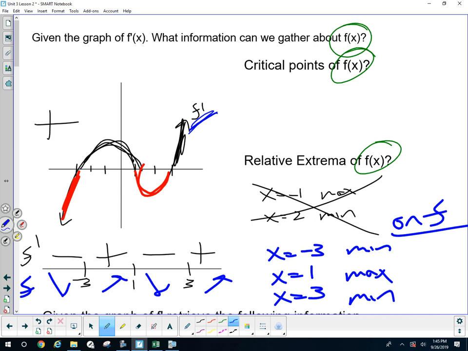You got to make sure you do your homework. Because f prime changes signs from negatives to positives. Listen, all I'm saying is that I got negative values. F is decreasing.